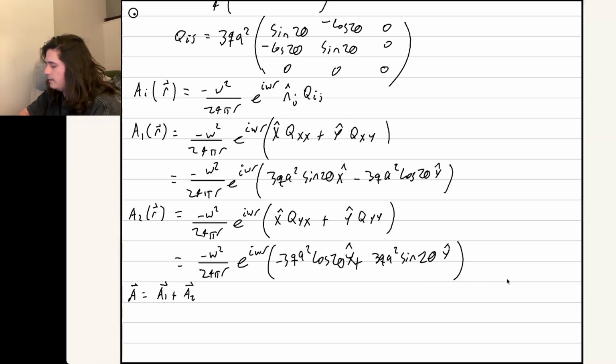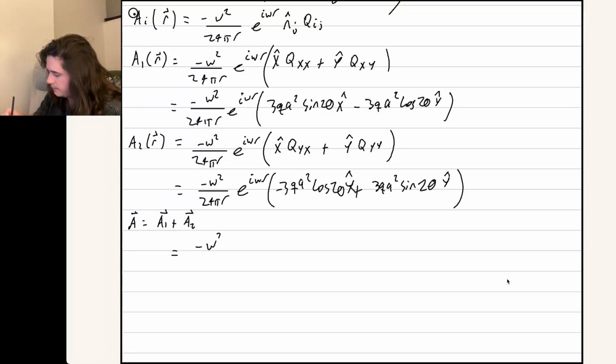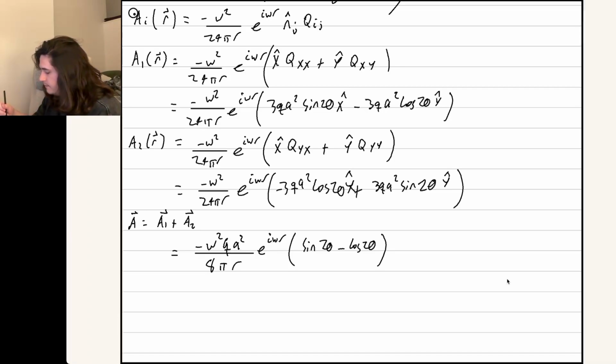Okay. So you'll need to actually now add these up. And it looks like both of them are just going to be sine 2 theta minus cosine 2 theta with an overall factor of 3qa squared. So we get minus omega squared qa squared over 8 pi r e to the i omega r, everything multiplied by sine 2 theta minus cosine 2 theta, and that is in the x hat and y hat direction.